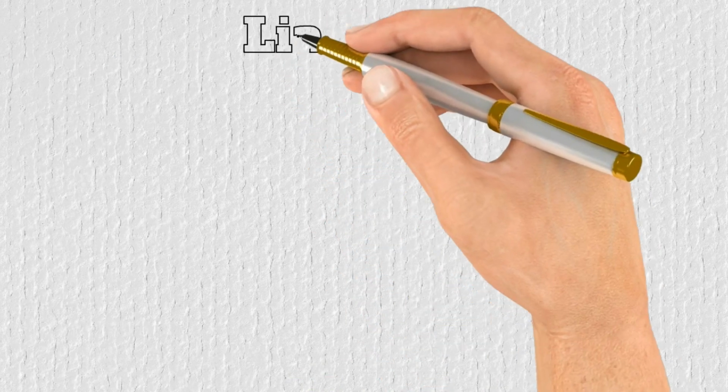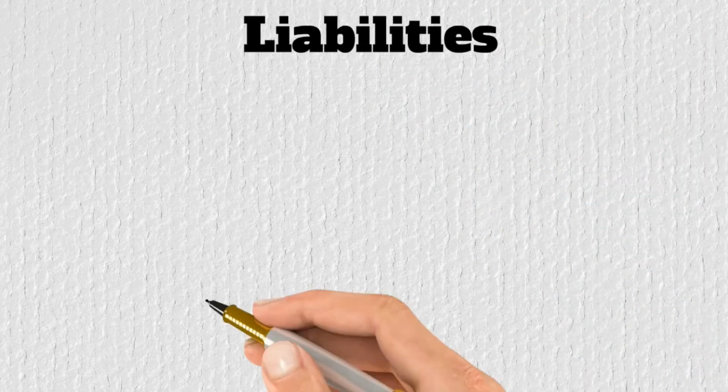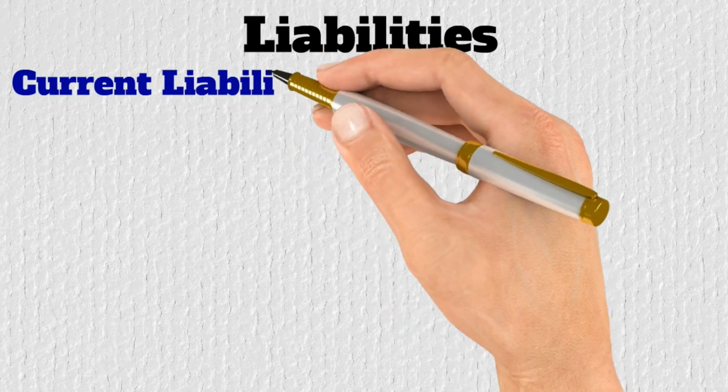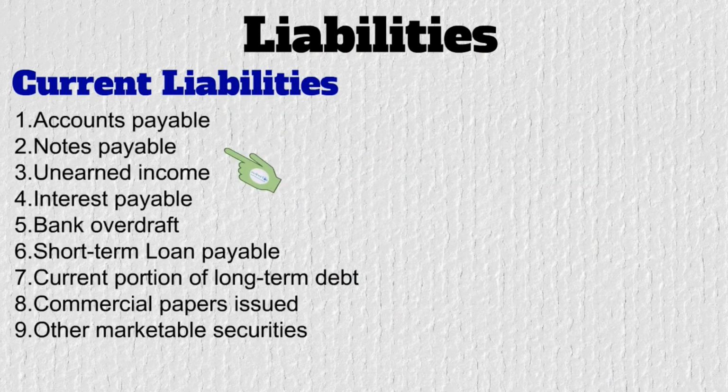The next head of account is liability. And again, liabilities are divided into two main categories, current liabilities and non-current liabilities. In the current liabilities, the first account is accounts payable. This account is very important and it is exactly opposite to accounts receivable. Accounts receivable is a current asset, which means you have sold goods on credit, but accounts payable you use when you purchase goods on credit. Notes payable is similar to accounts payable, but the only difference is that accounts payable is a verbal commitment, whereas notes payable is a written commitment.